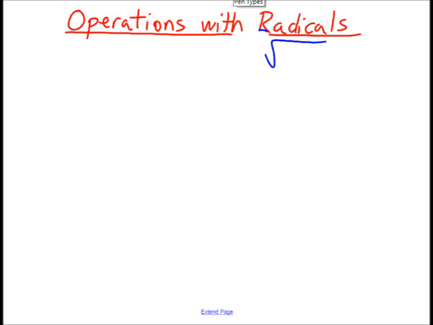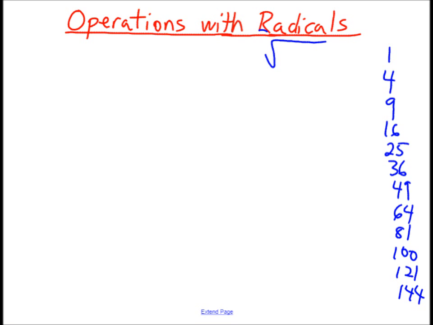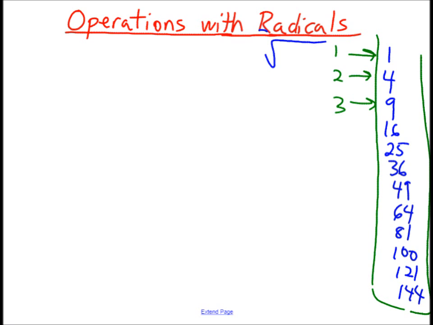Now, in talking about operations with radicals, the first thing we need is our perfect squares. So let me just write these down for you. Here on the right hand side I wrote down a short list of some perfect squares. It's very easy to get your perfect squares. You just take numbers 1 through whatever and multiply them by themselves, and your answers are your perfect squares.